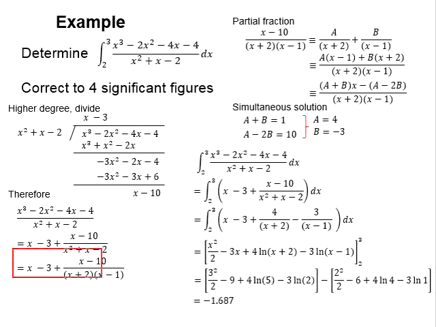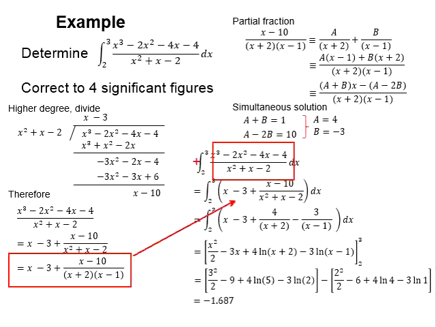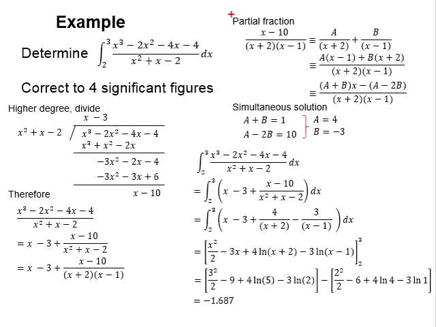Based on the division's outcome here, you know that this one will be equal to this. And based on the partial fraction calculation here, you know that this will be equal to this, where your A and B are substituted. That gives you this. Now you can integrate them term by term. Integrate the first term, second term, third term, and the fourth term. And remember the boundary conditions.